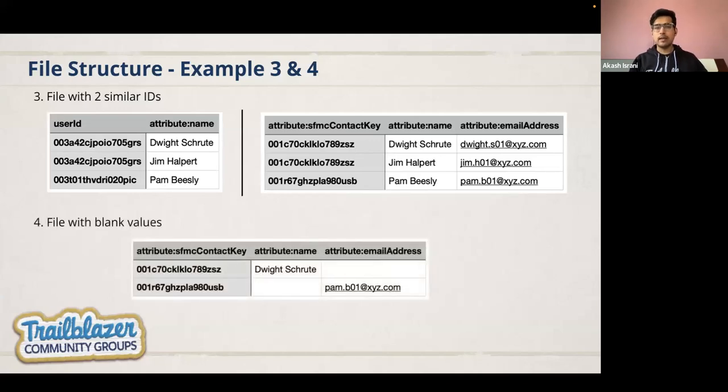Next is what happens when the file has blank values, okay? Now, if you're creating this for the very first time, these two records with this contact key will be created, with Dwight having a blank email address and Pam without any username, okay? But what if the record already exists, let's say for Dwight, okay? If there is a user profile for Dwight which has an email address, okay? And then I go ahead and upload this file, in that case, it won't override that value. The value will still remain, okay? So the blank value that I'm trying to add won't override that existing value, okay? Unless I have some other email address for Dwight, it won't override it, okay?